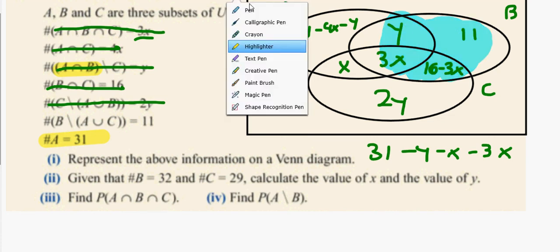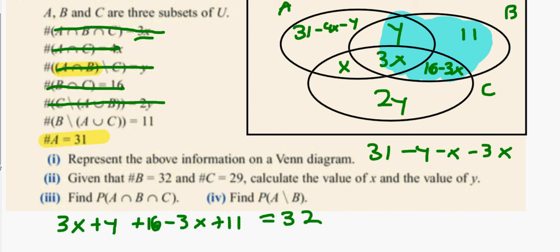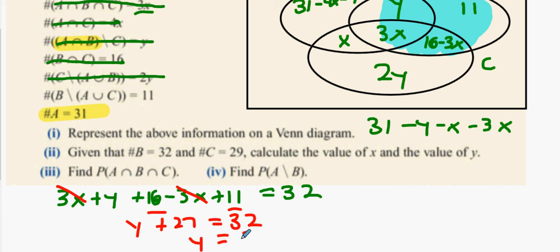Add it all together and equal it to 32. So we get 3x plus y plus 16 take away 3x plus 11 equals 32. What cancels, Aaron? 3x minus 3x. Yeah. What's 16 plus 11? 27. Y plus 27 equals 32. Any idea what y is? 5. Cool with that? Right.